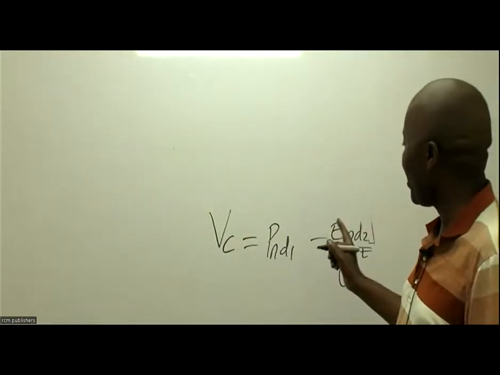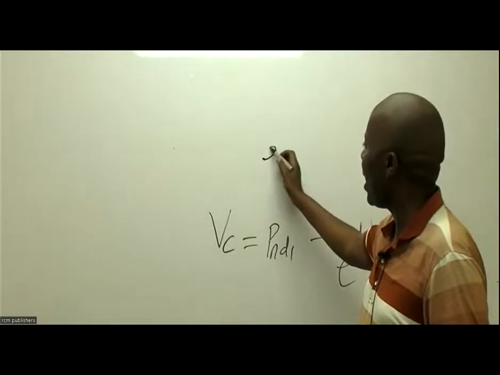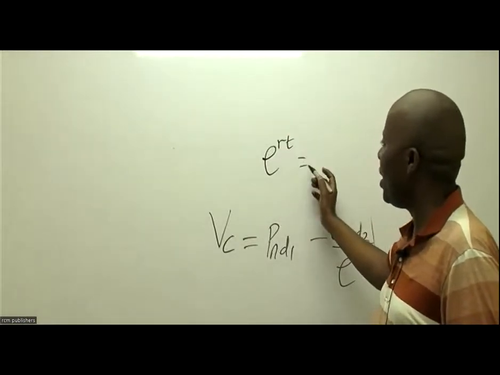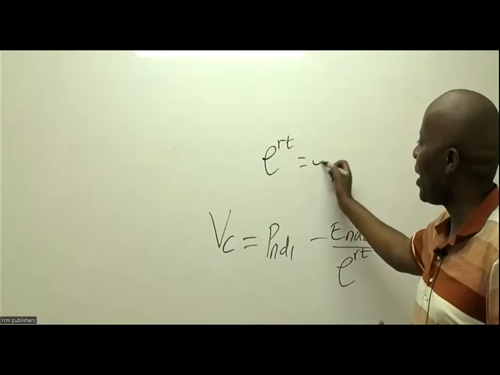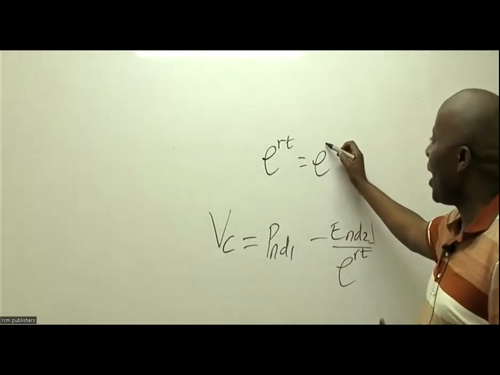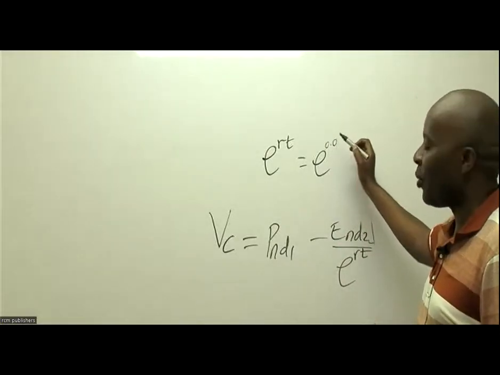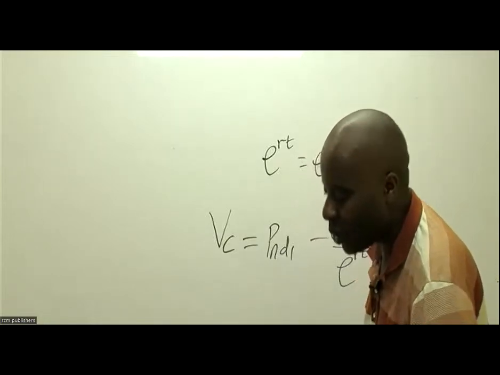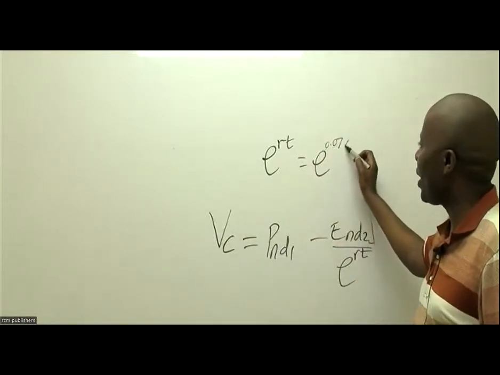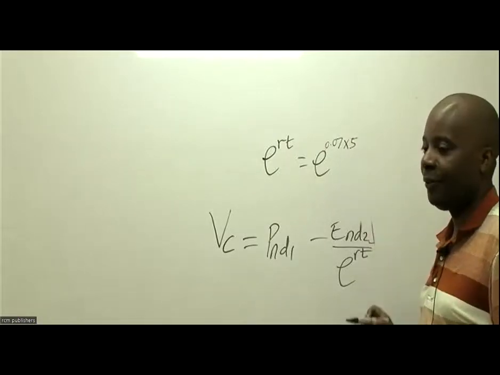Now, ladies and gentlemen, listen here. I'll come here and first of all evaluate this e raised to rt. So we have e raised to r. R, the risk-free rate of return, you had given me 0.07, times time, which was 5.